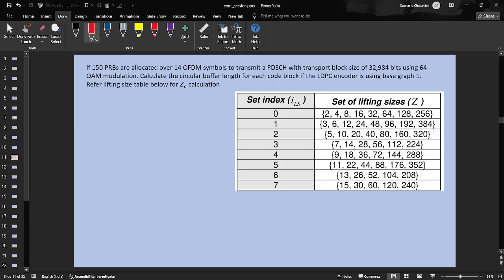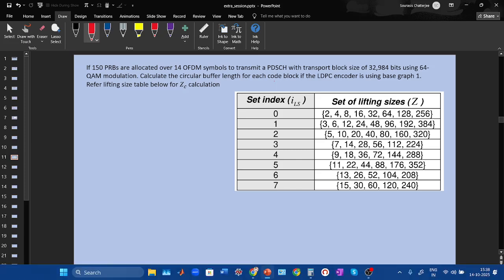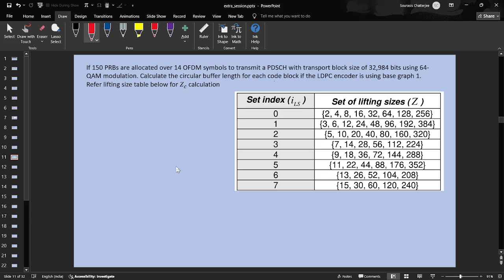So now we are allocated 150 PRBs over 14 symbols. We are given some transport block size, 32984, 64 QAM modulation. We are supposed to calculate the circular buffer length for each code block, and again it's base graph 1. So if I talk about circular buffer length, what does this number exactly represent?